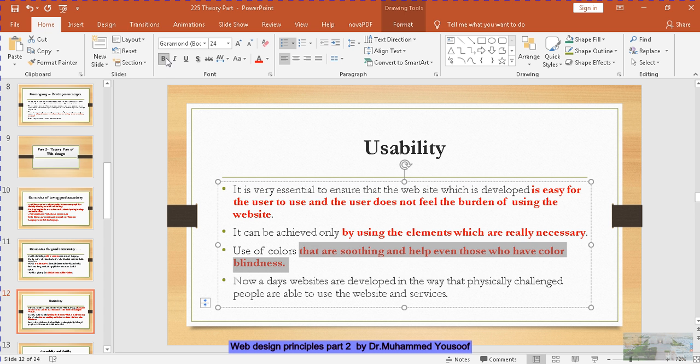Do not use too flashy colors, so that people do not lose interest and get irritated by seeing the web page. Physically challenged people should also be able to use the website and services. In some websites you will see a button called listen. When you click on it, it will say, this is the button, click on menu, something like this. You can also keep a sound so that even physically challenged people will find it easy to use the website. I hope until now it's clear for all of you.